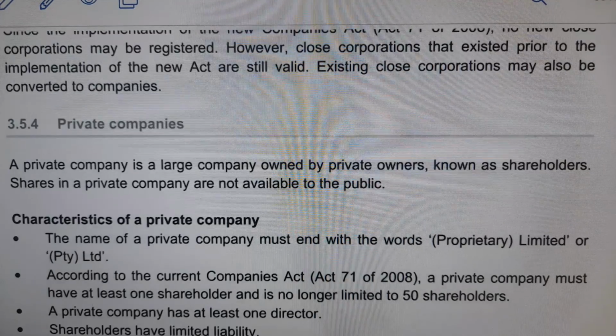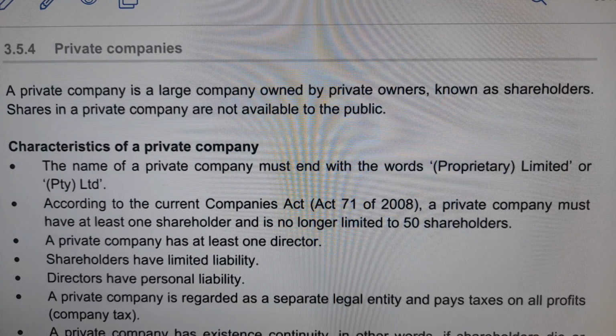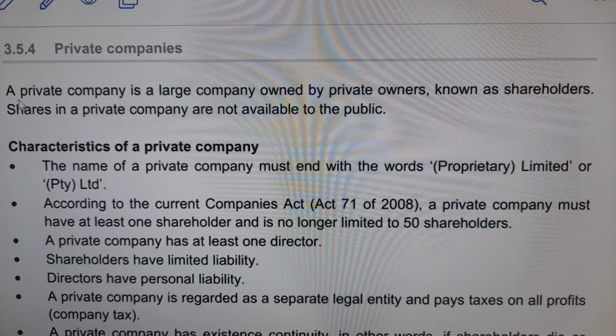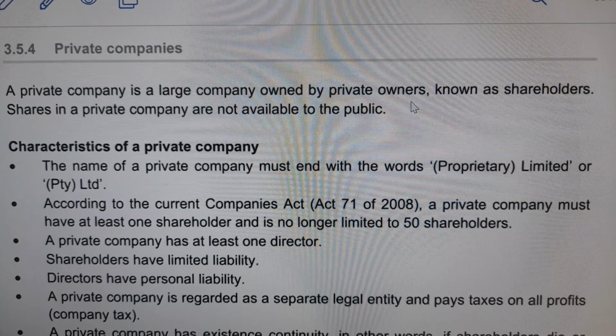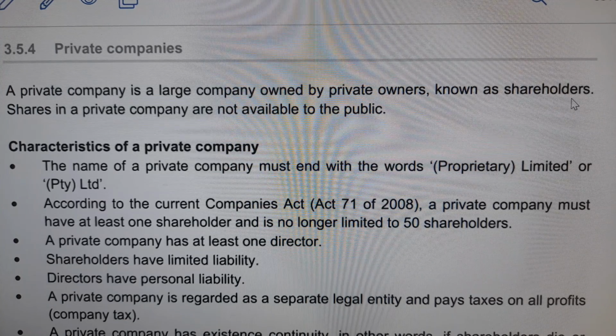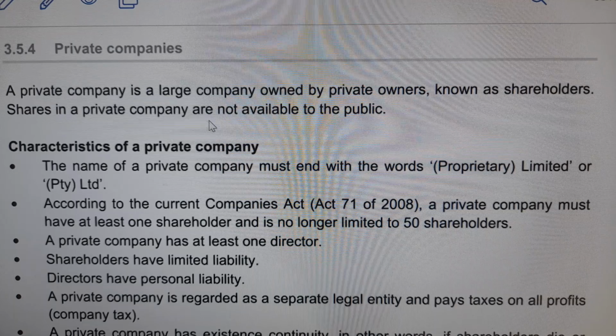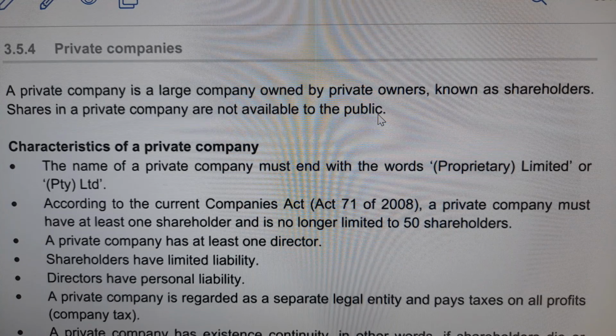And then the fourth form of ownership is private companies. A private company is a large company owned by private owners, known as shareholders. Shares in a private company are not available to the public.